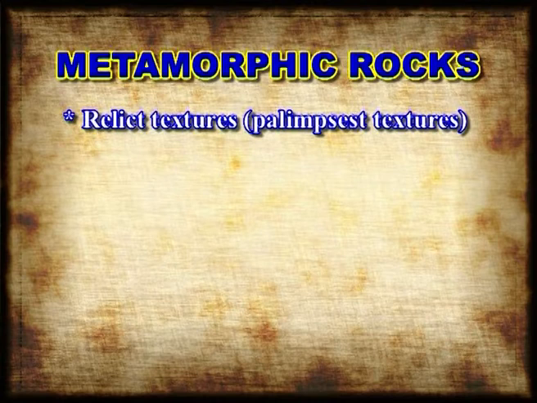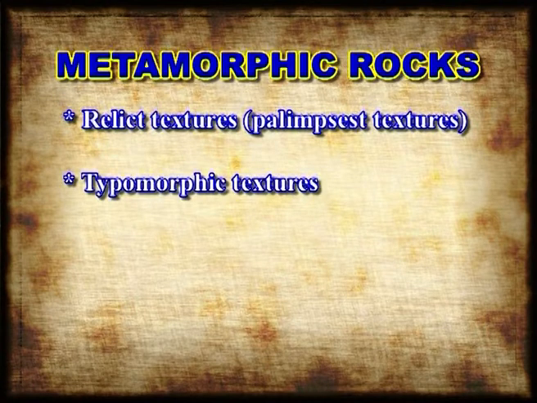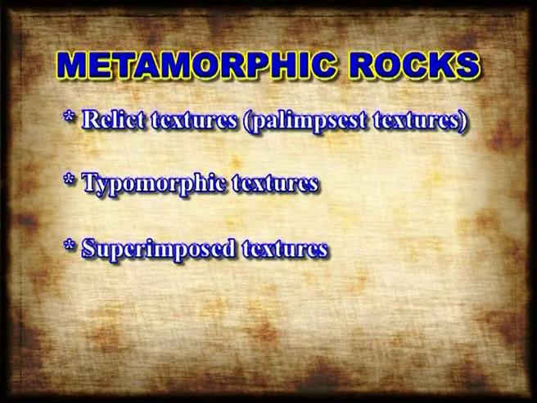Number 1, relict texture. It is also called palimpsest textures. These are textures inherited from the original rock type and which have survived metamorphism. Number 2, typomorphic textures. Typomorphic textures are characteristics of metamorphism. And number 3 is the superimposed textures. These textures are characteristics of a post-metamorphic event, for example, alteration, weathering, etc.